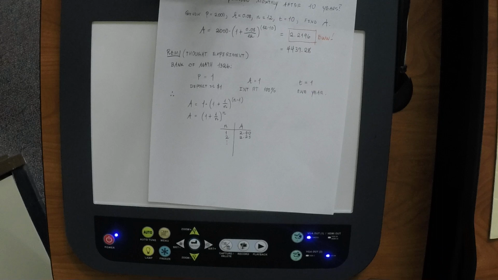Increasing n causes A to increase, meaning that if you compound more, then the final account balance goes up. So what I'm telling you is that, all things being equal, it seems like you should prefer more compoundings.